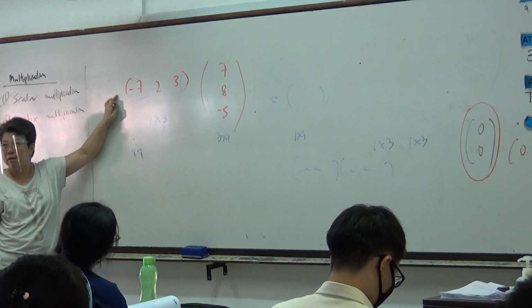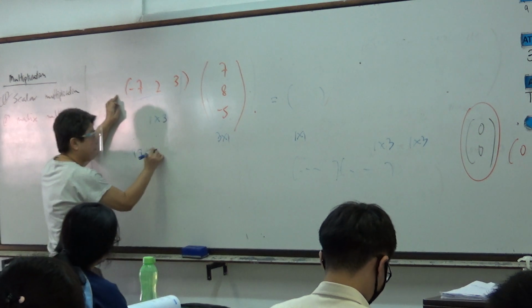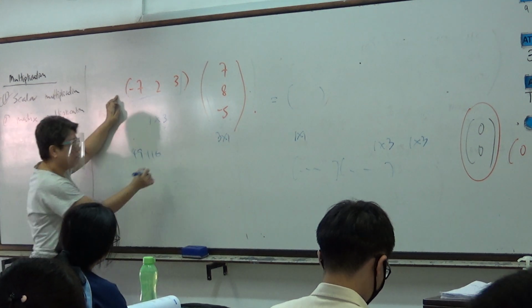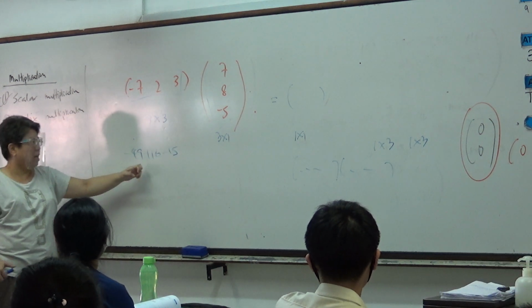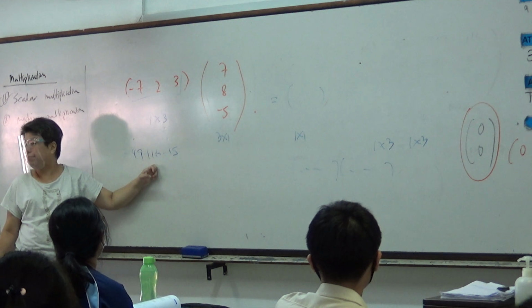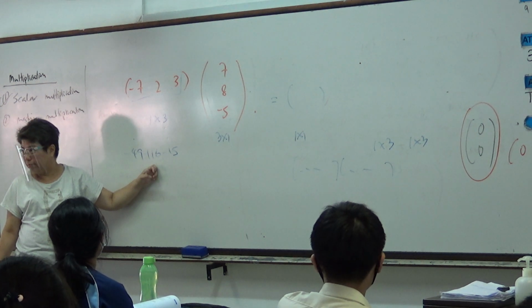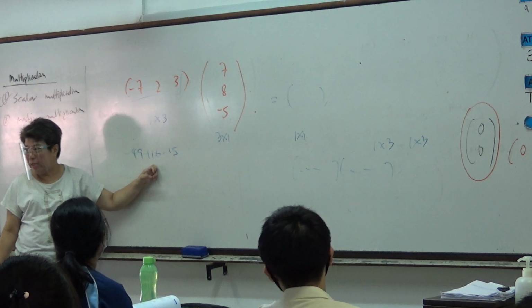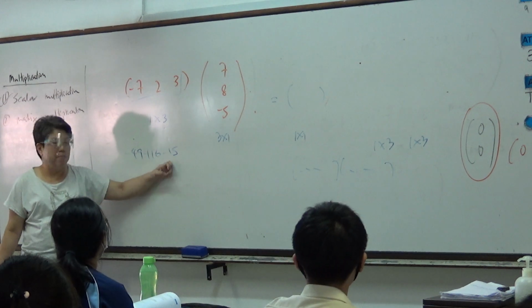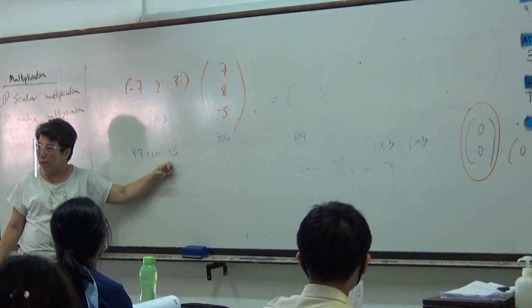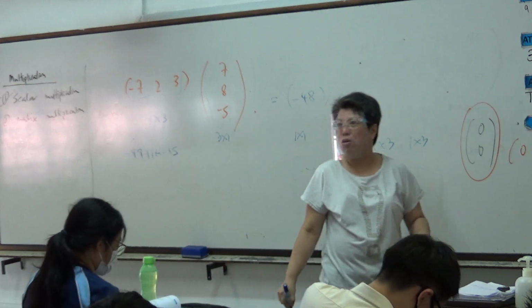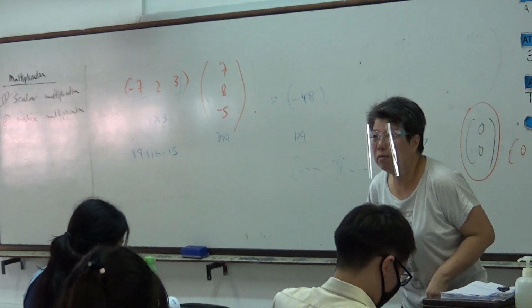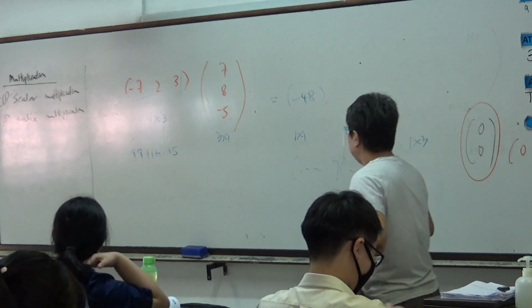First one. Negative 49, right? Plus what? 16. Minus 15, right? Alright. What's negative 49 plus 16? Negative 33, right? Negative 33 minus 15. Negative 14. So his final element is negative 14. That's all. Everybody clear now? Okay, I want to ask this now.